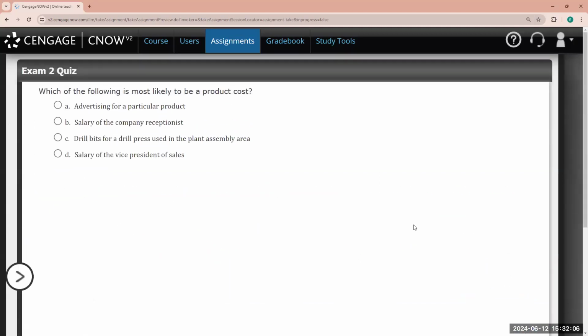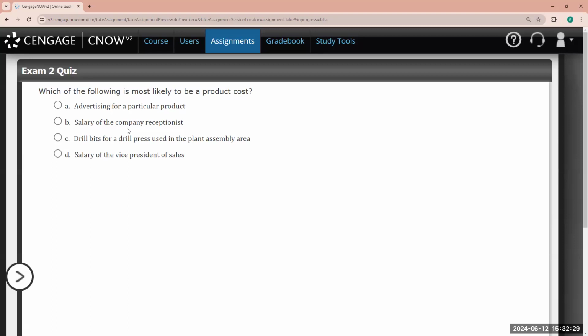All right, so here it's asking us, which of the following is most likely to be a product cost? So we know that we have product cost and we have period cost, and our product cost consists of our direct materials, direct labor, and our factory overhead. And our period cost is any selling, general, or administrative expenses. So here we see advertising for a particular product. This would be a period cost.